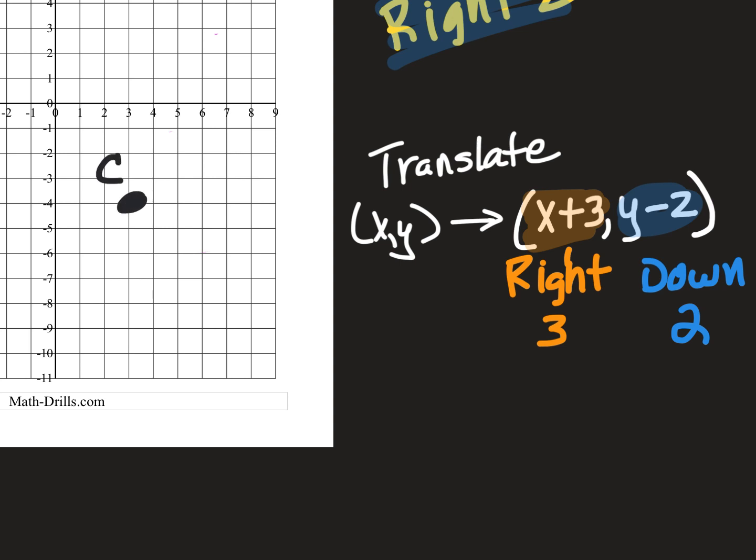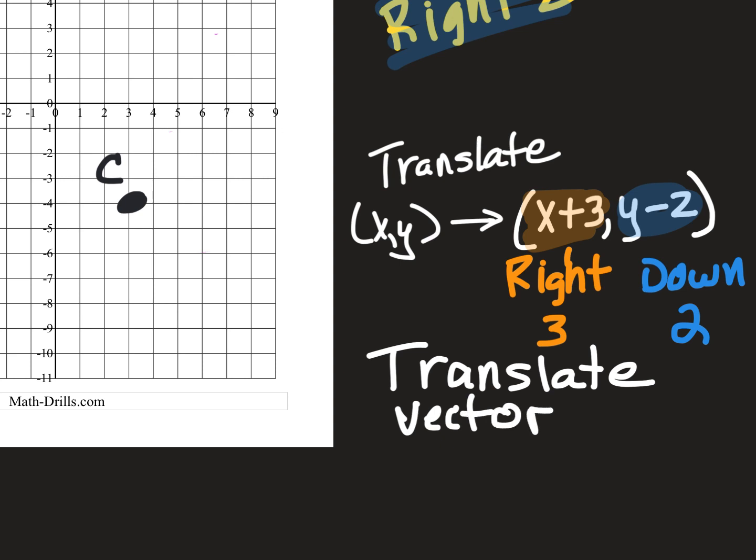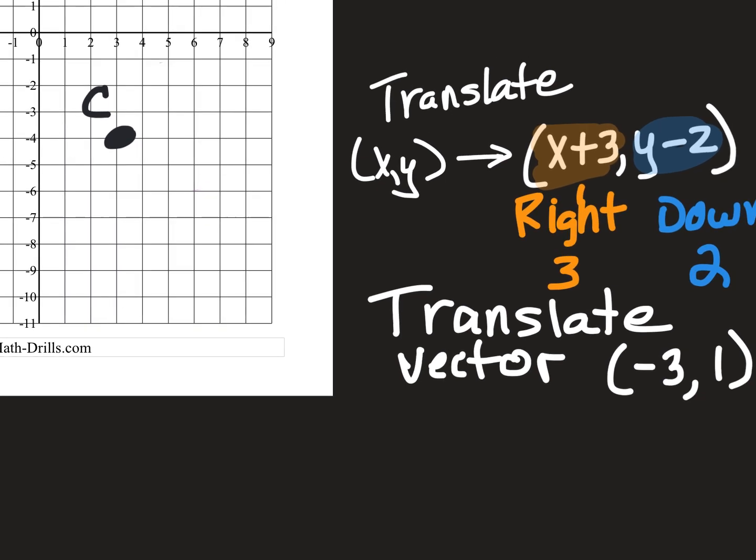So there's my C again. And you're going to be looking for words like this. It'll say translate. We're still always going to translate. And it will say the vector is -3, 1. So it's still telling you to translate. It is still telling you to take point C and move it somewhere. But now we're using the language vector, and it's saying the vector is -3, 1.